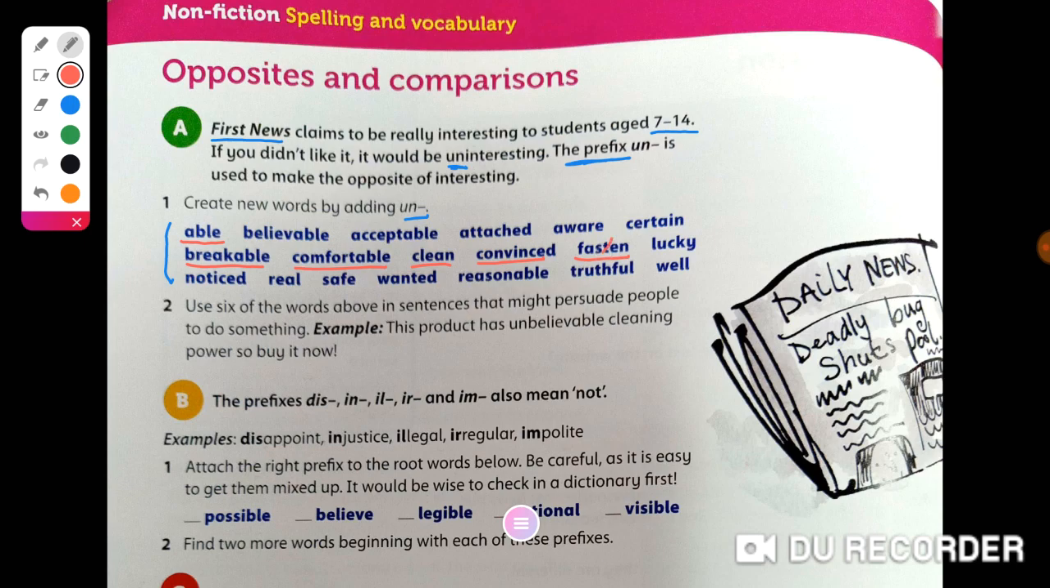Fasten, this word, fasten, the T is silent. Fasten, it means to tie tightly, like fasten your seat belt. If you're in the car with your dad, you should fasten your seat belt. Lucky, you're lucky. Noticed means that you observed, you saw something. Real, true. Safe, wanted.